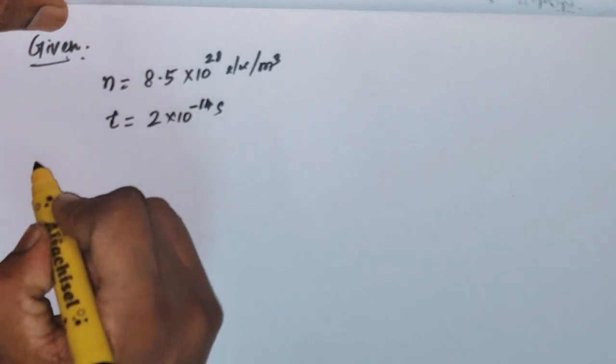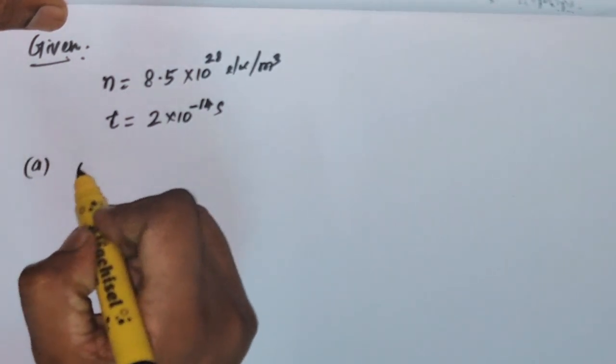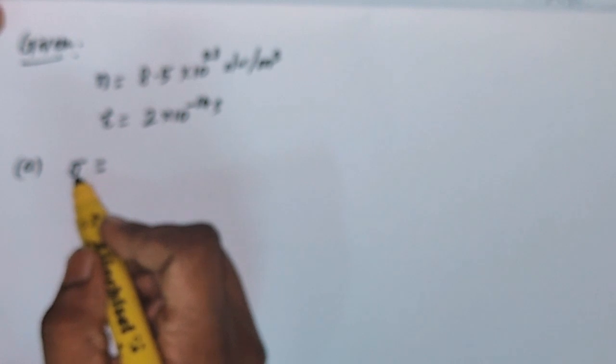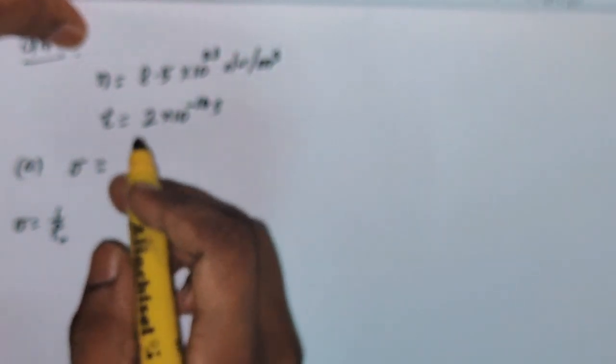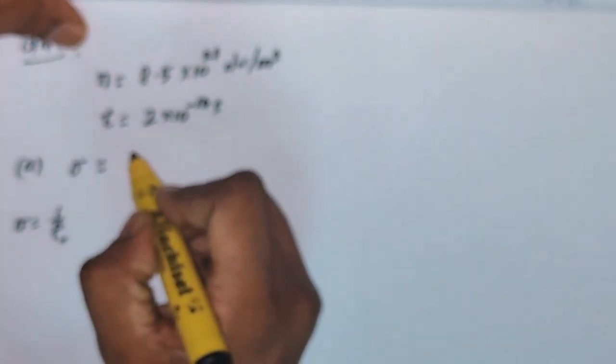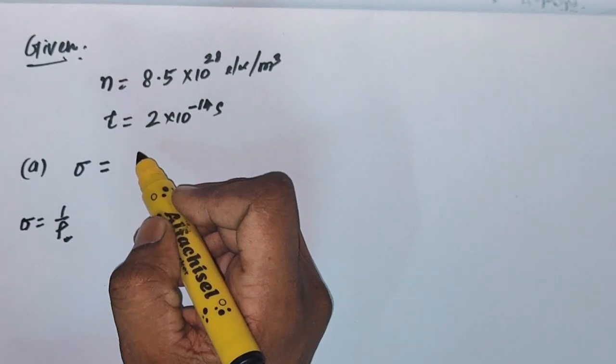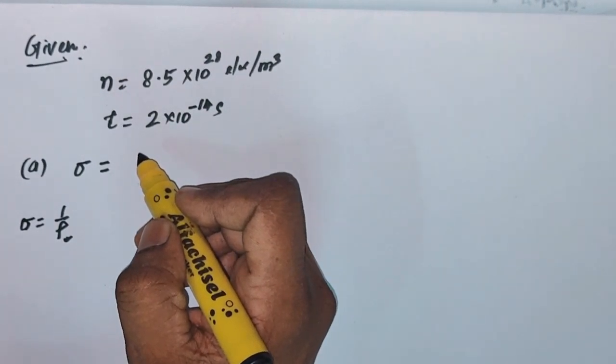What they are asking, the first one, is the conductivity sigma. Actually, they are asking resistivity. Once we know the conductivity, we can simply use the formula sigma equal to 1 by rho to get the resistivity, because we can't directly calculate the resistivity using these two quantities, but we can calculate the conductivity using these two quantities. So first we do the conductivity. The next one we have to do is the mobility of the electron.